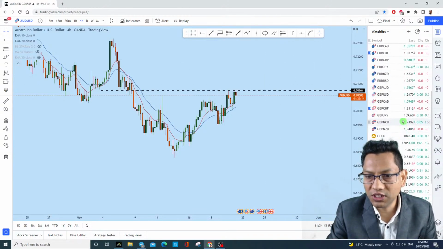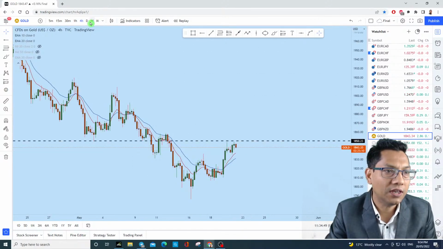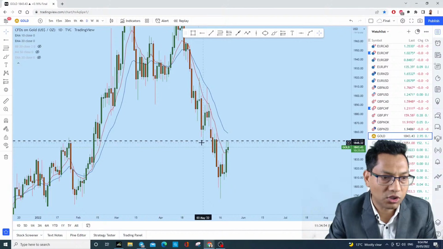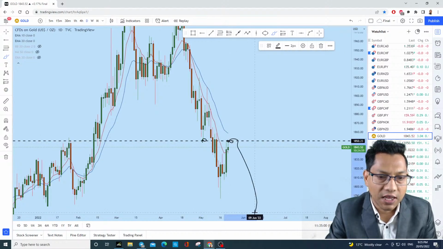Okay, so this is the situation with Aussie dollar. Gold, the same thing. You see that the price came to this important area of value. That's what I was talking about previously. This is the previous week's support, now as a resistance, and we might see a rejection.